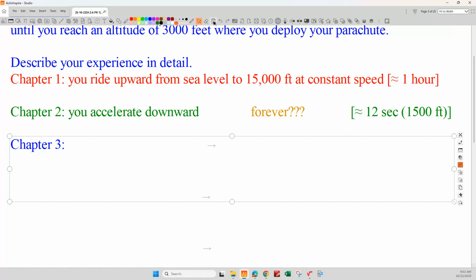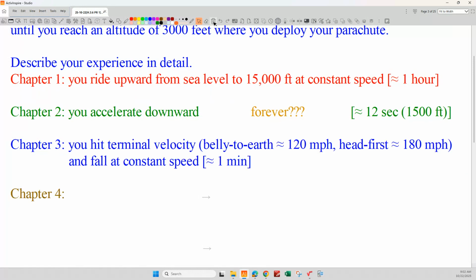Okay? So think about that. We've got 3 chapters already. We ride up to 15,000 feet, we accelerate for a while, we hit terminal velocity, which I've forgotten, but about 120 if you're horizontal, about 180 if you're diving, and we fall at a constant speed for about a minute. About a minute you would fall if we're horizontal, let's say, till we hit 3,000 feet. Then what happens?